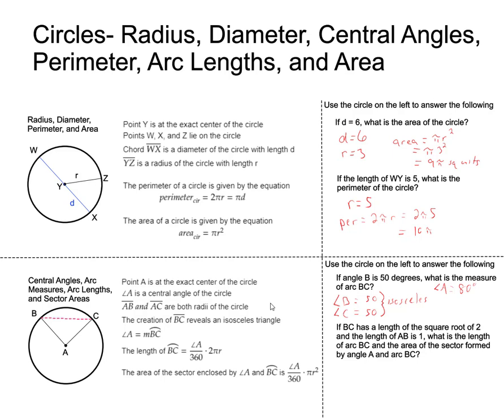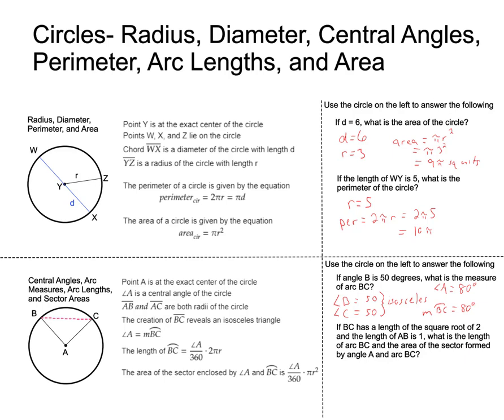Knowing that the central angle, or angle A, is 80 degrees, we can calculate the measure of arc BC because it is equal to the central angle. So the measure of arc BC is also equal to 80 degrees. If BC has a length of the square root of 2 and the length of AB is equal to 1, what is the length of arc BC and the area of the sector formed by angle A and arc BC?